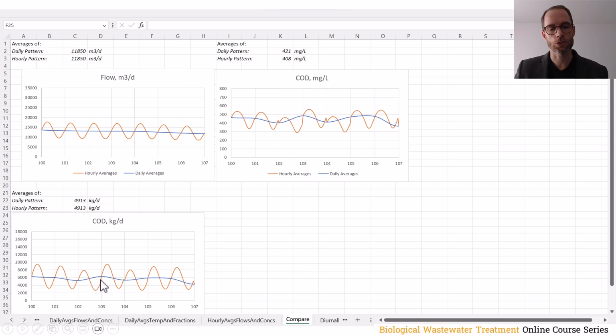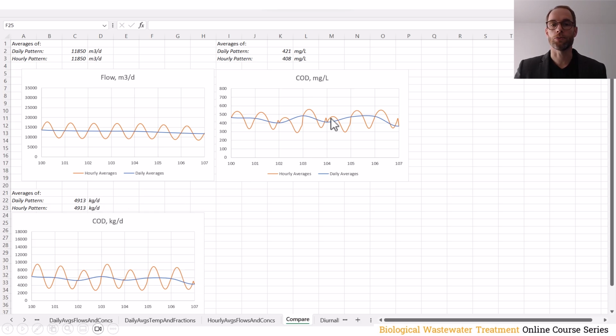Visually that looks to make sense, but we need to do another step in which we actually calculate the averages for the entire data set, not just the day 100 to 107 period. And we see that indeed our daily pattern has an average loading of 4,913 kilograms per day, which matches exactly our hourly pattern average of 4,913 kilograms per day. So no loss of information here.